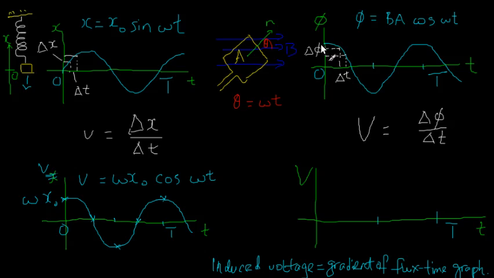Now, if you look at this, that is maximum flux, so the gradient is 0, so the voltage is 0. That is minimum flux, so gradient is 0 again, and that's maximum flux, gradient is 0 again. So the voltages are 0 at these points. Now at that point we have a negative gradient, so the voltage has a negative maximum. At that point we have a positive maximum gradient, so the voltage is the maximum.